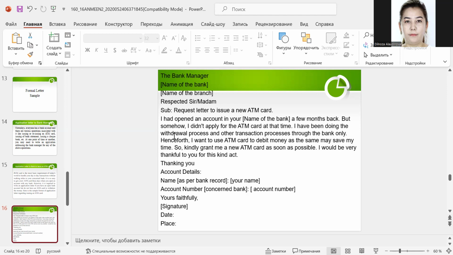Thanking you. Account details. You must write here your account details and name as per bank record. Your name. You must write here your name, account number, and yours faithfully. You must sign here, and you must write also the date and the place. This is the format of a formal letter.